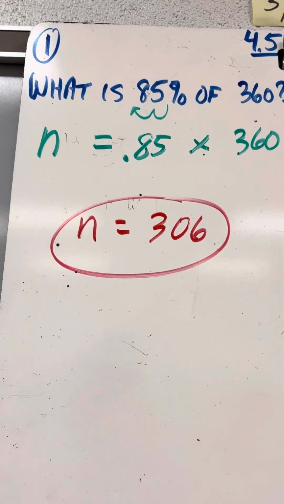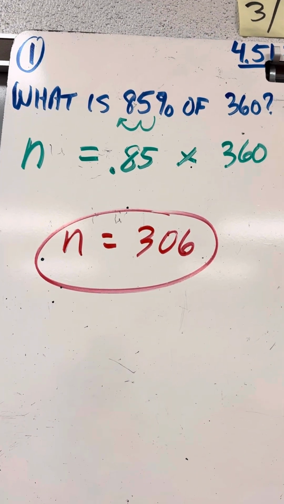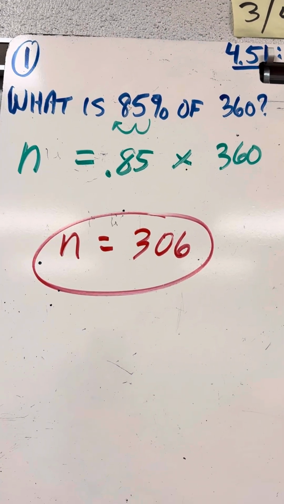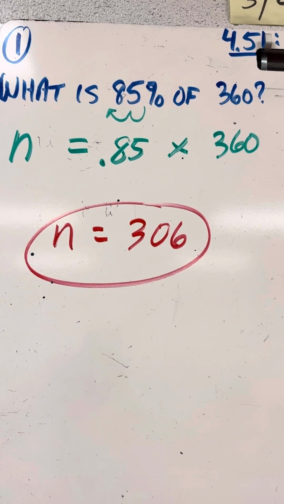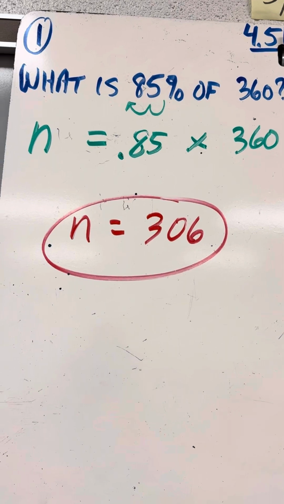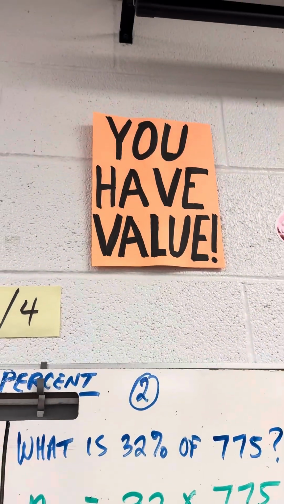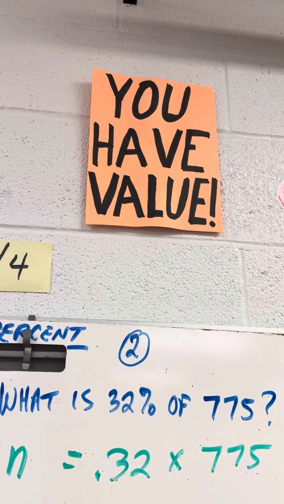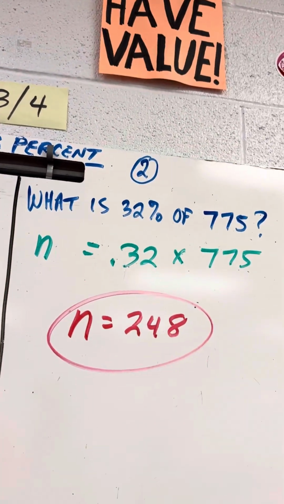The reason I mention this is because if you ever do your multiplication or division or whatever, and you find that you were to get an answer above 360 when you got 85% of 360, you would say to yourself, something doesn't seem right, okay? What is 32% of 775? N equals 0.32 times 775. 0.32 times 775 is 248.